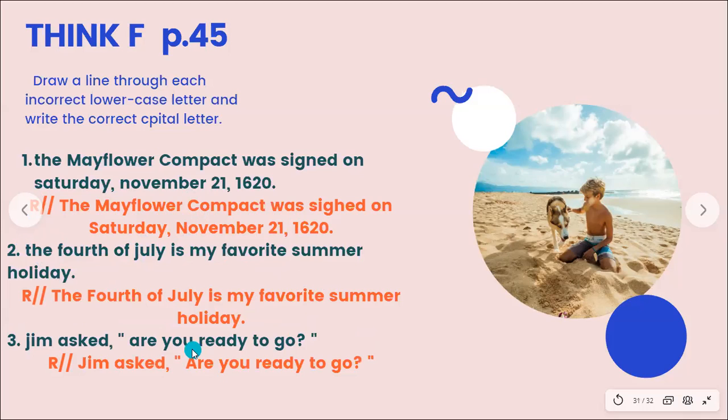And the last one here, we begin with capital J, Jim asked, and in quotations, we are going to also begin with capital A. Are you ready to go? Very good, Adriana. Jim is the word that we must capitalize because it is the beginning of the sentence. Okay, great job. This was our last exercise on page 45. We did it. We completed our first pages of our language book.